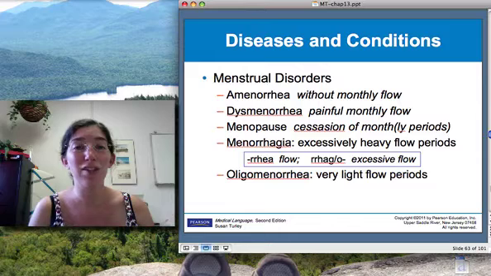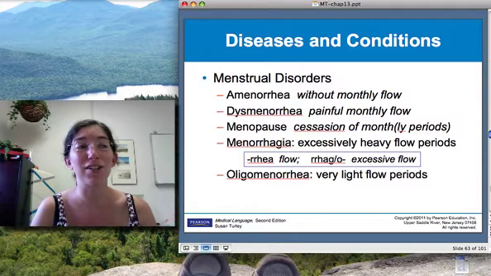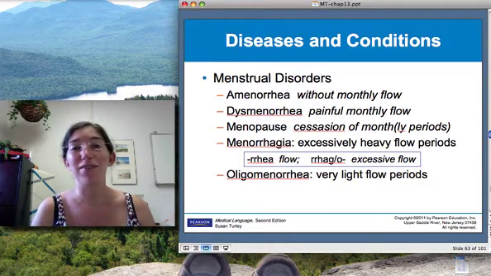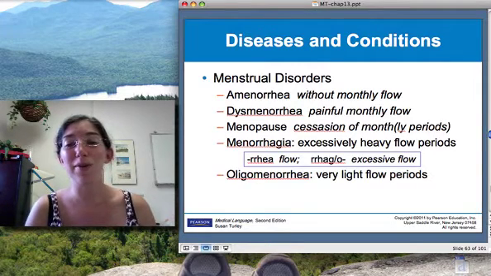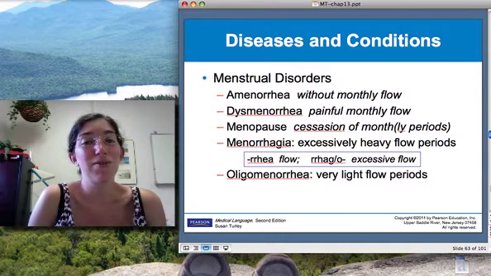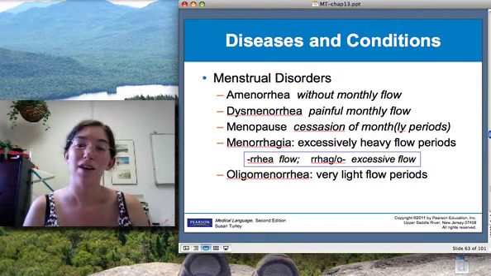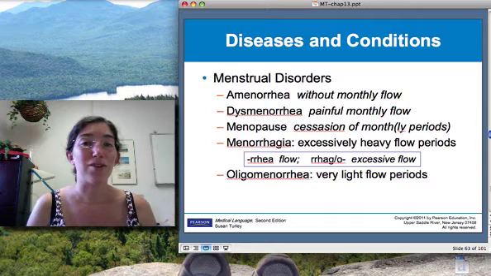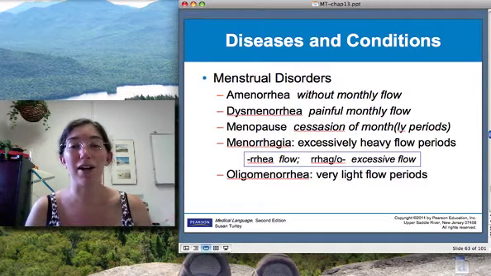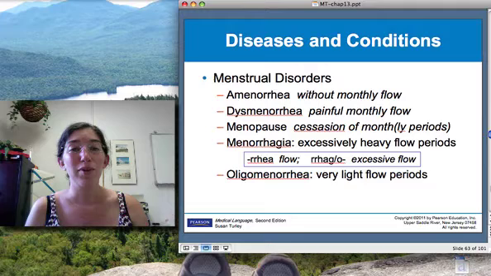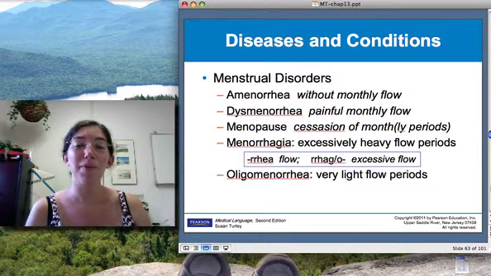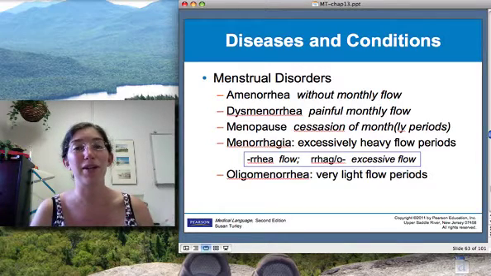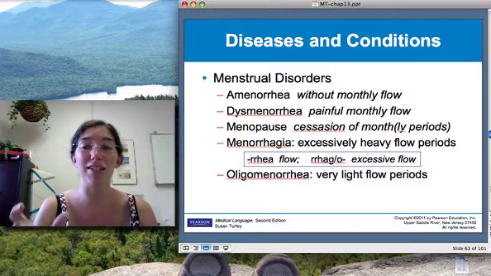Menopause is the cessation of periods, as the ovaries stop producing the same amount of hormones. Usually somewhere in your 50s, menopause occurs, and it's a normal physiological shutdown of reproduction. Menorrhagia would be excessive menstrual flow, so having very heavy periods. And oligomenorrhea would be the opposite, having very light flow periods. Oligo meaning scanty or few, right?